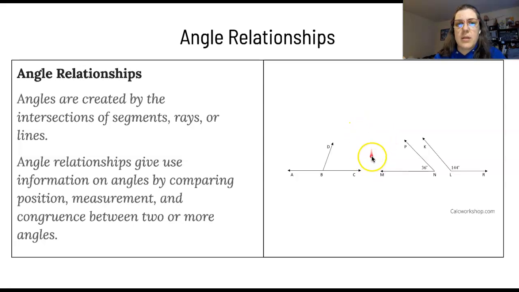Do you like my pointer? My son taught me how to do that. I didn't know how to do that before.